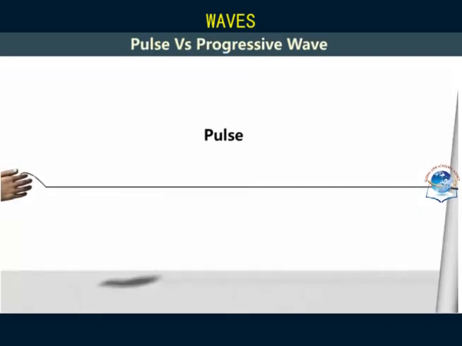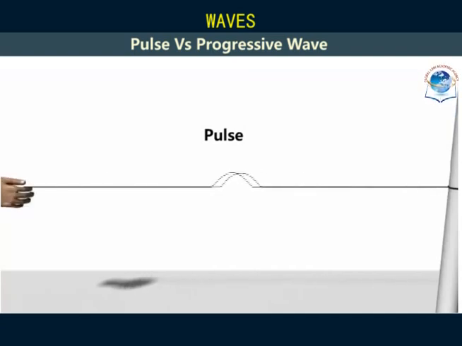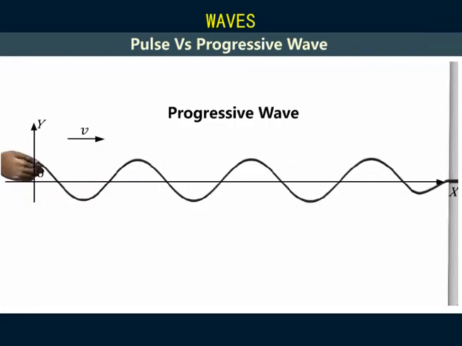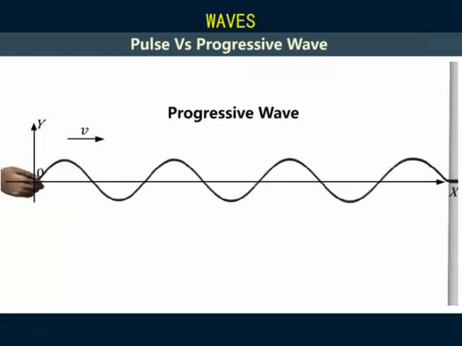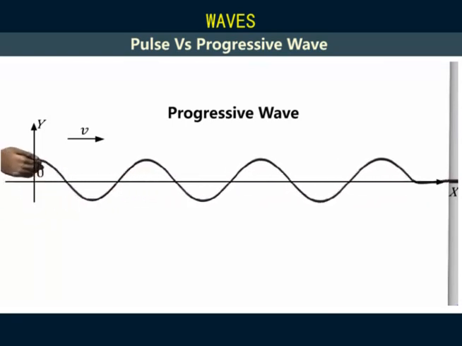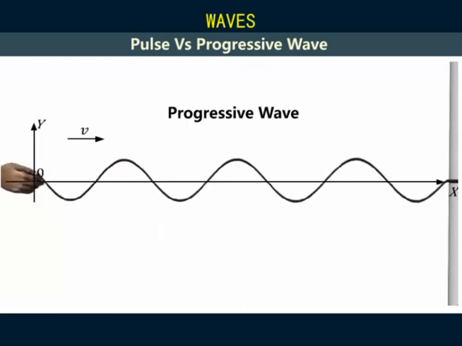So, when a single vibration is sent through a medium, a pulse is generated. The pulse can be transverse or longitudinal. When the vibration is continuous, a series of waves move continually away from the source and are said to be progressive. Again, they can be transverse or longitudinal.